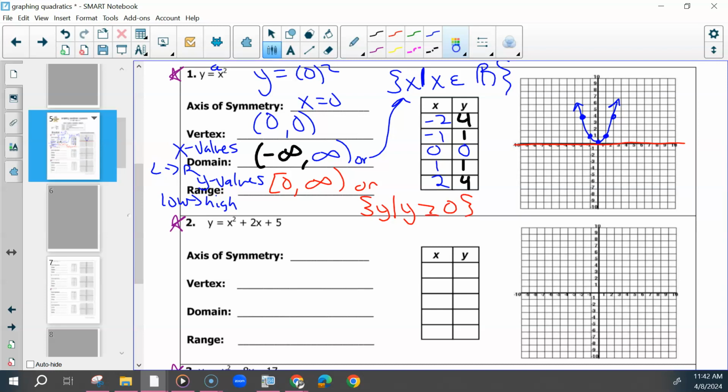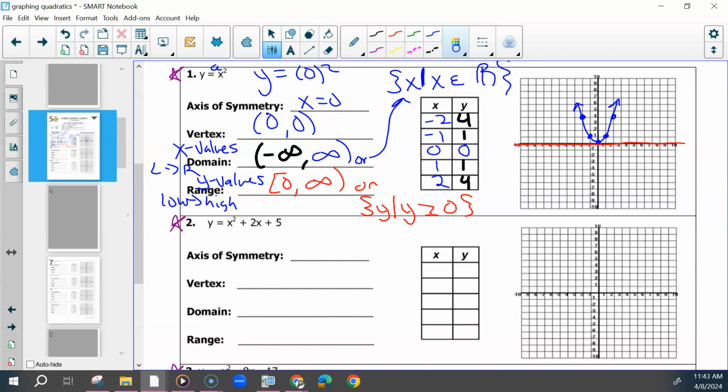Yes. Would it be negative infinity too? No, it doesn't go to negative infinity. It's not going down. Yes. Did you get the range? We looked at the lowest value to the highest. Which one would be the lowest? Oh, 0. 0. Other domain and range questions? Do you have a question?